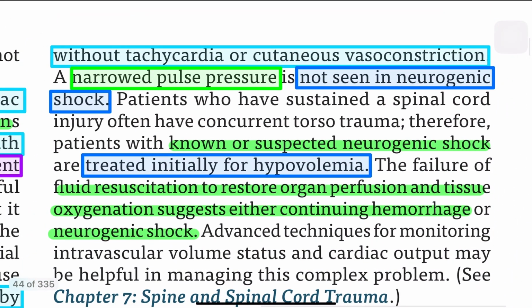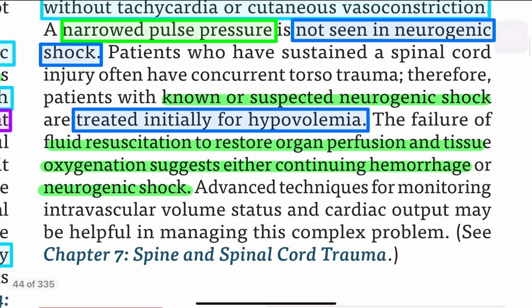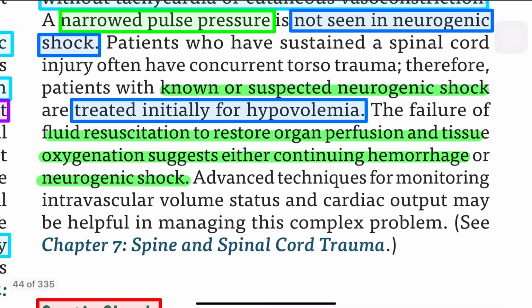without tachycardia or cutaneous vasoconstriction. So narrow pulse pressure is not seen in neurogenic shock. Important negative point. Narrow pulse pressure is not seen in neurogenic shock. So it is treated initially for hypovolemia only.